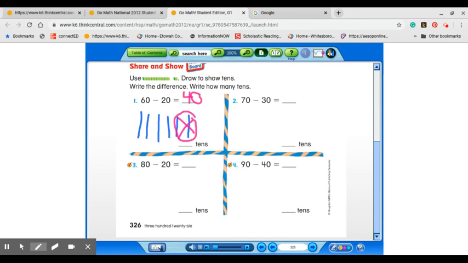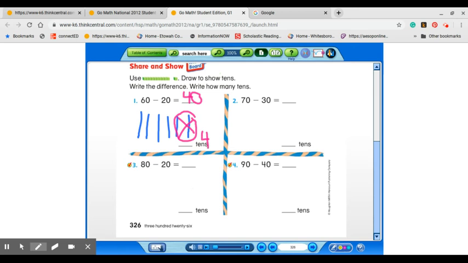I would like for you to tell me how many tens in 40, because I have drawn my tens down a little too long. I'm going to write it right here. And yes, there are 4 tens in 40. Okay. Let's go to number 2 and let's do this one together.